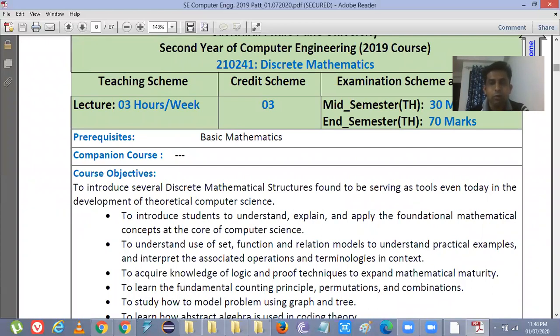Then, why study discrete mathematics? Discrete mathematics is the backbone of computer science. For each and every branch of computer science, we require discrete mathematics. Its concepts and notations are used in each and every branch of computer science, for example, in computer algorithms, in cryptography, in computer networks, in programming languages, in software development. In each and every field, we require these discrete mathematics notations as well as concepts.